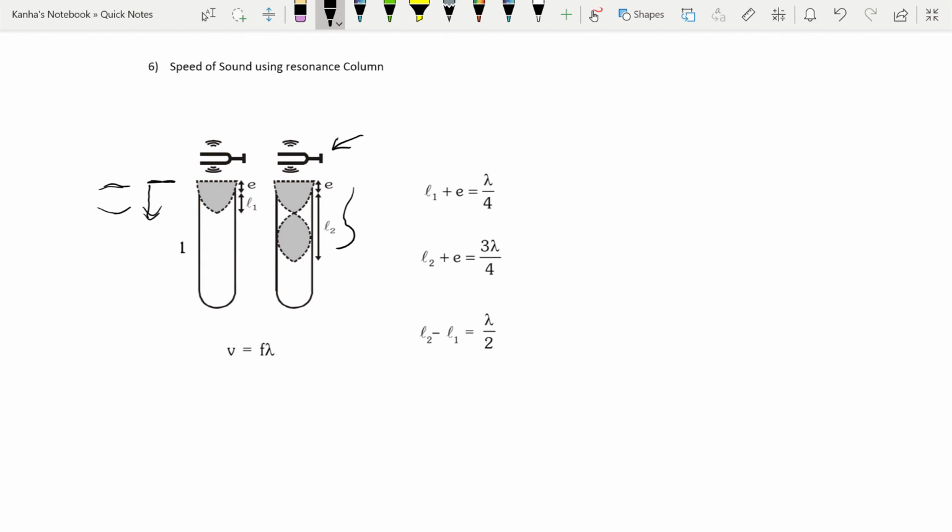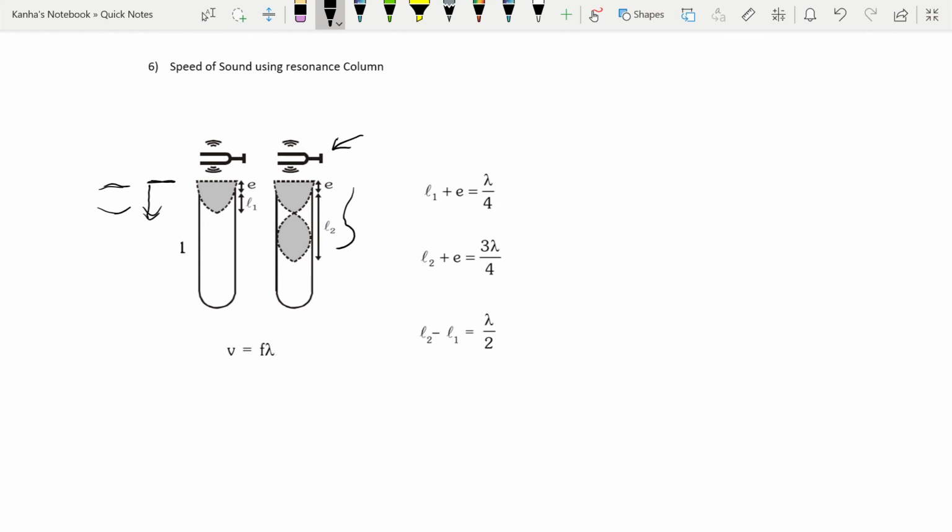The vibrations of the air column will be so high that you will be able to clearly listen to a sound. So it's all based on the phenomena of resonance. The procedure is also very simple.